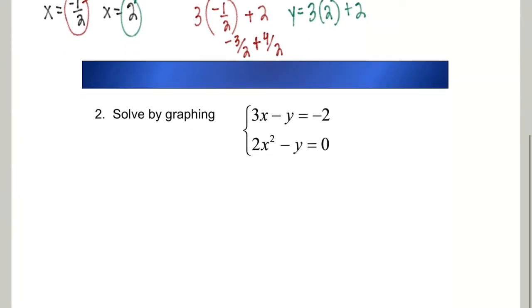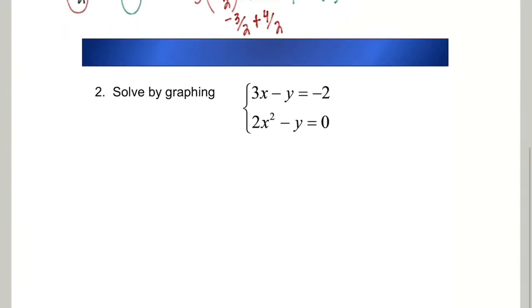Now in the next example, we're going to solve this by graphing. So make sure you have your graphing calculators out. We're going to solve both of these equations for y, and we're going to put those values into our calculator, and we're going to look for our intersection point.